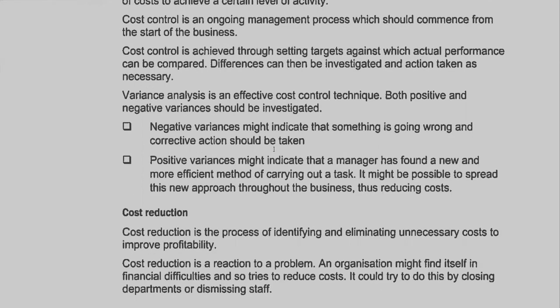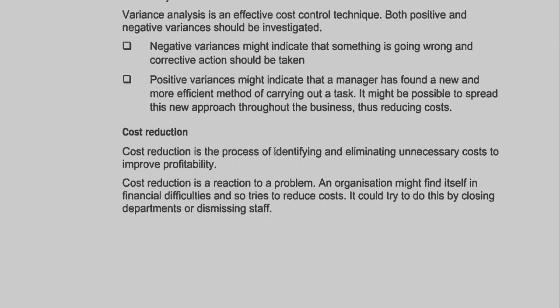Okay. You should put in efforts to try to what? Reduce cost to an acceptable level. And you can use cost control to do cost reduction. So when you control cost, you end up reducing them. So the end result of cost control is cost reduction. Cost reduction is therefore a subset of cost control. So cost reduction is the process of identifying and eliminating unnecessary costs to improve profitability.